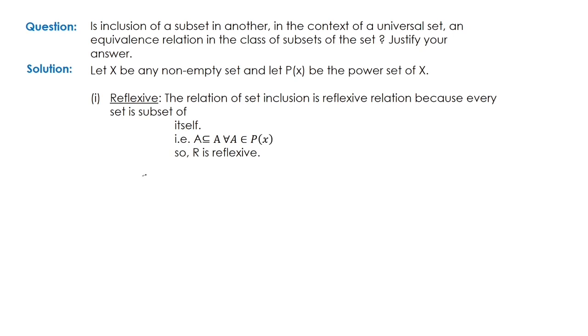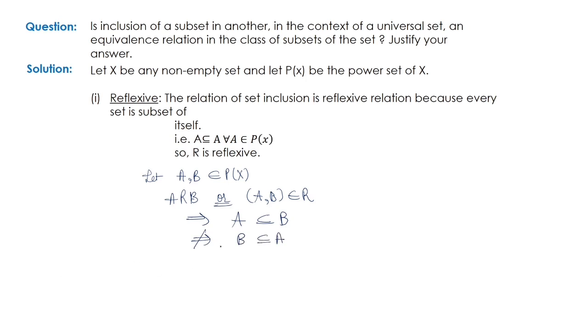Now, for symmetric, let us consider two sets, A and B, from the power set of X, and let A is related to B, or we can say that the ordered pair (A, B) is in the relation R. Then it implies that A is a subset of B. But it does not mean that B is also a subset of A. So hence we will say that the relation R is not symmetric here.